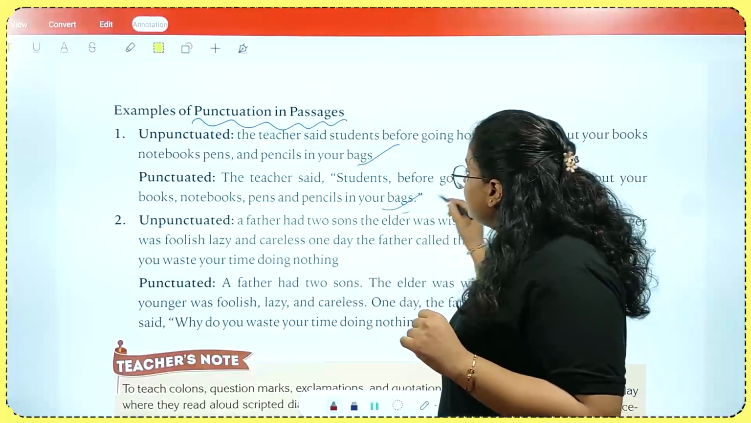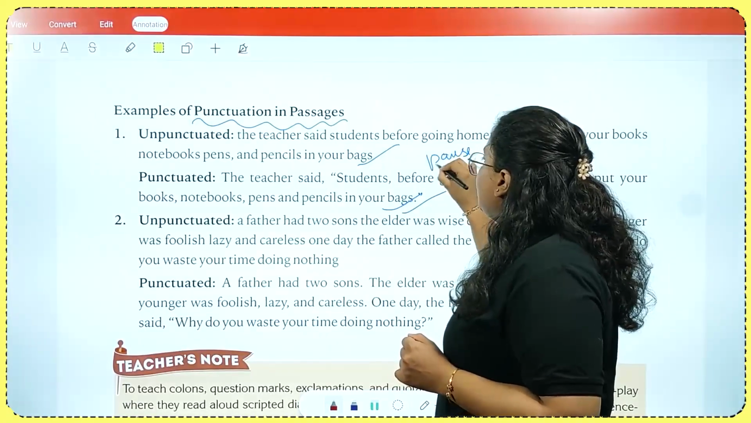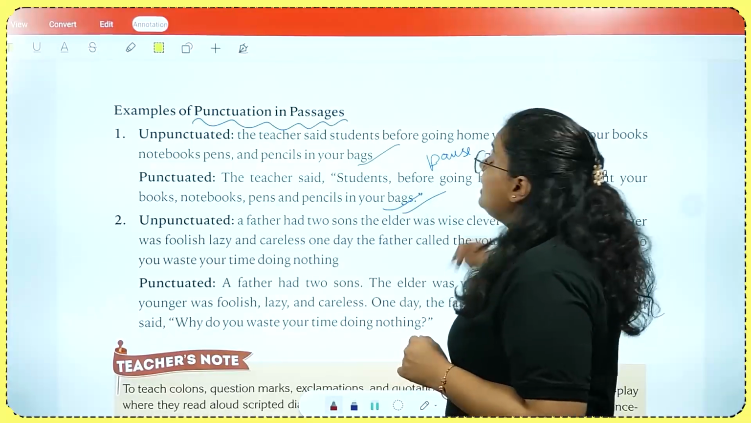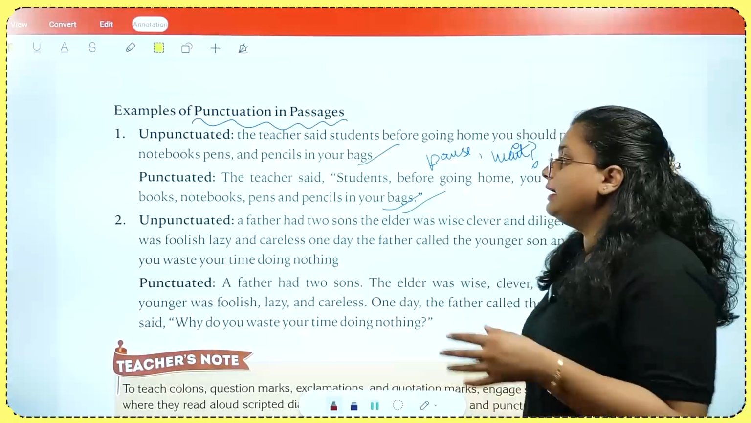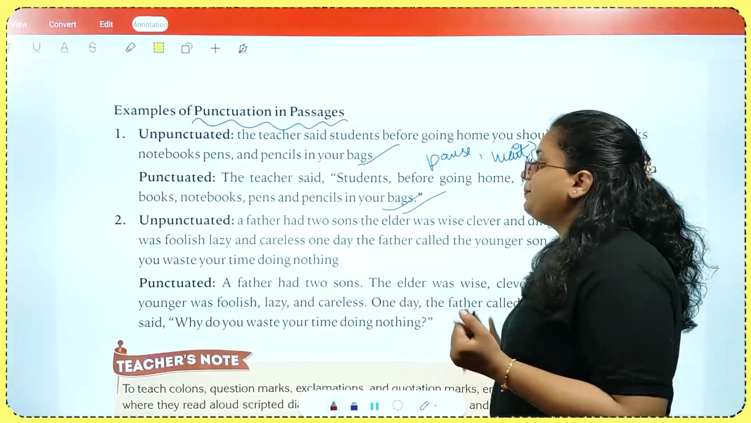So this sentence tells me where to pause, where I should wait, and what the expression of the sentence is. Is it an order? Is it a question? It is a question, okay.